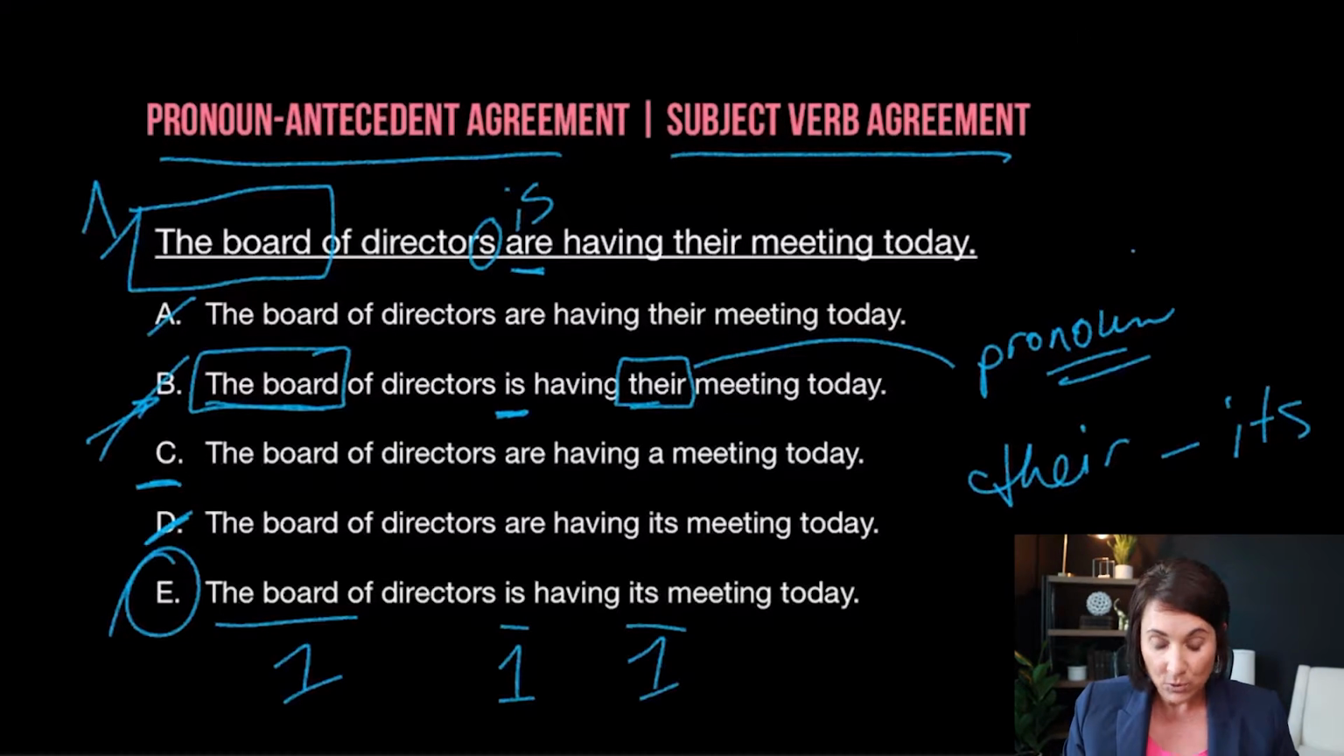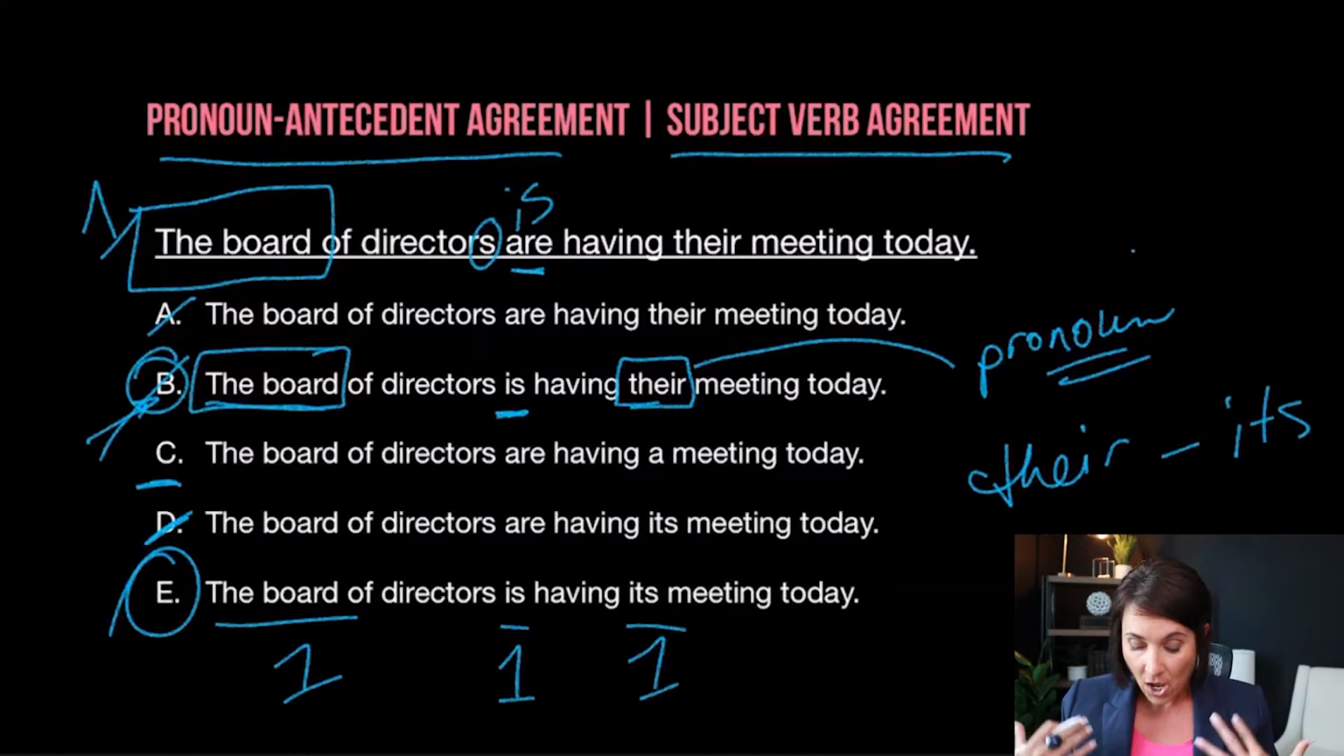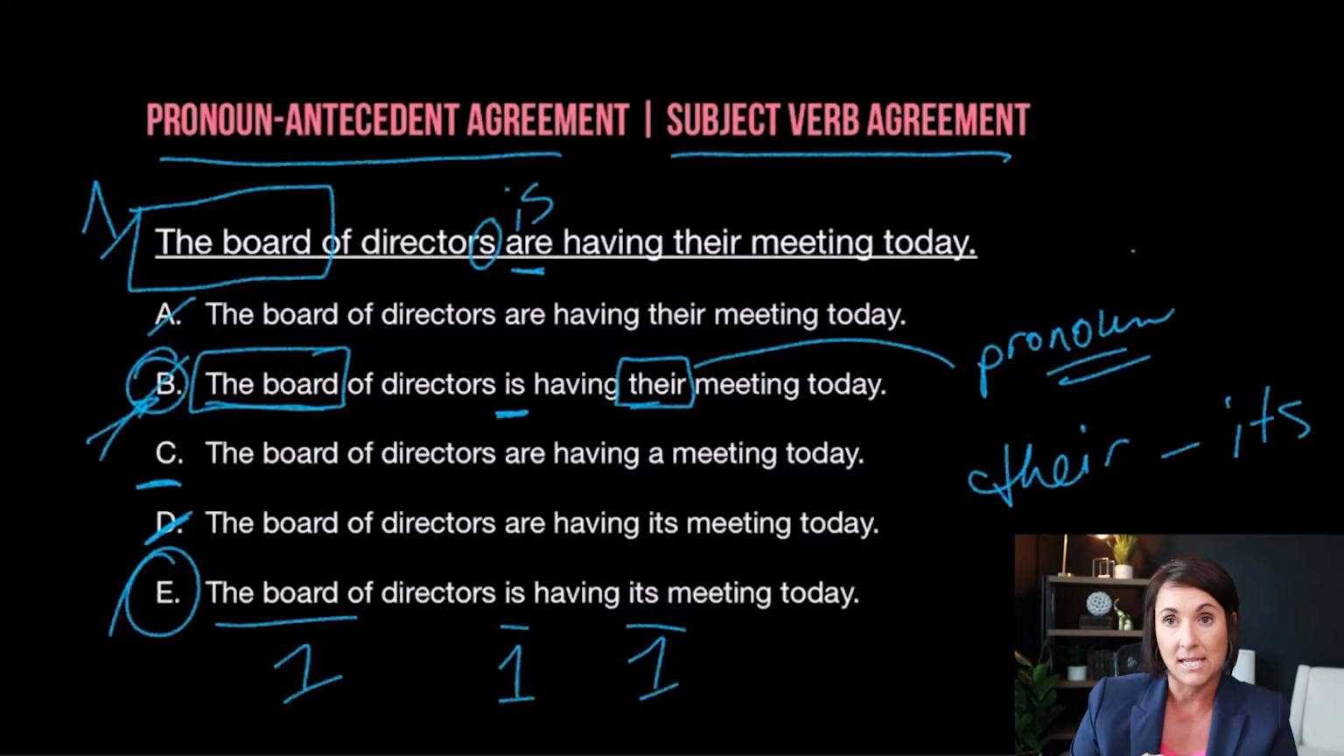A lot of times people will choose B because it sounds correct when you say it out loud. The board of directors is having their meeting today. It doesn't really sound that bad. Or if I said the board of directors are having their meeting today, you wouldn't think that it is a problem, but it is. The board of directors, the board is one. It is one thing. It is having its meeting today. So make sure you pay attention.